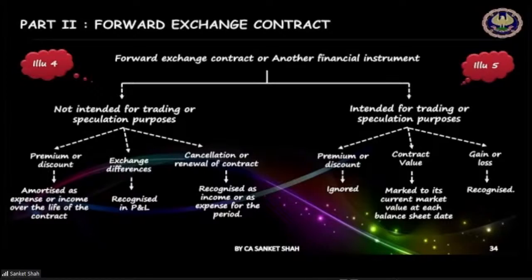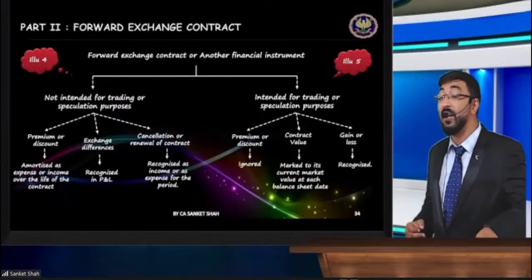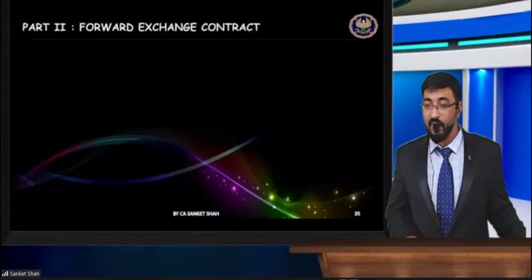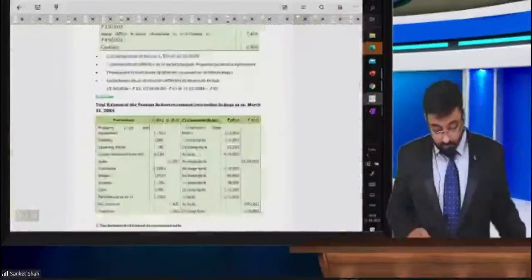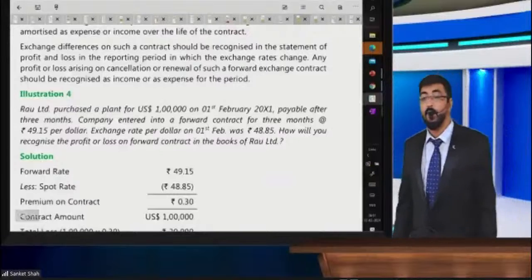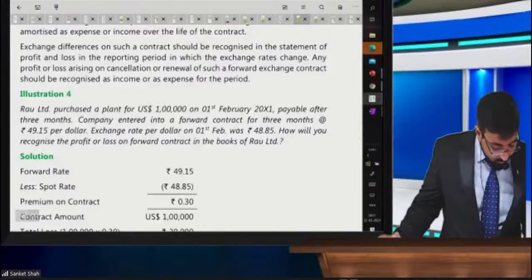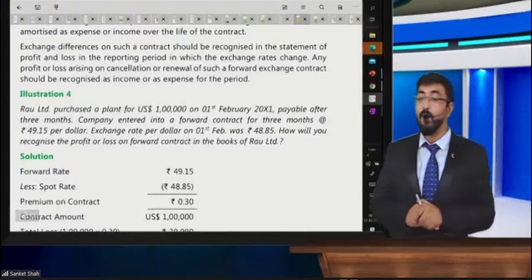Yes, Purnima, this is confusing, but I'm going to take some problems. Sometimes concepts are difficult to understand, but it is very easy by applying illustrations. So don't worry, beta, just complete it and I will tell you exactly what the concept is. So let's start with illustration number 4. Now let's understand.